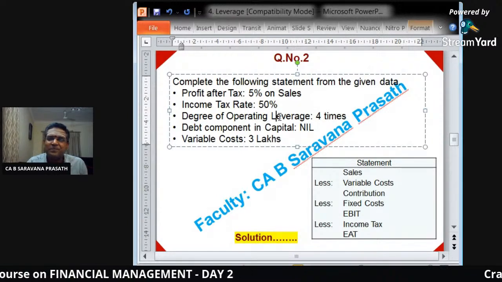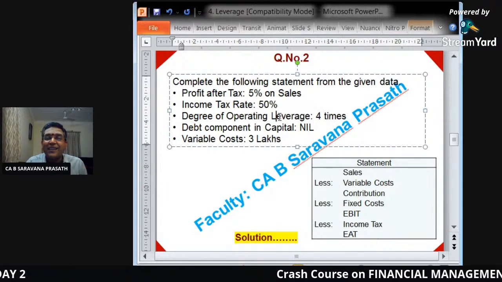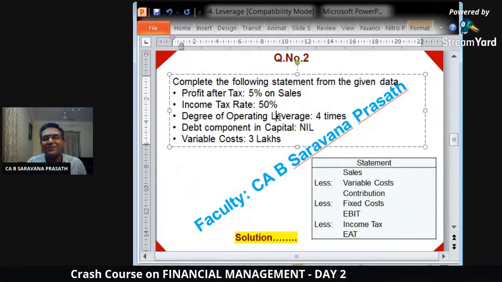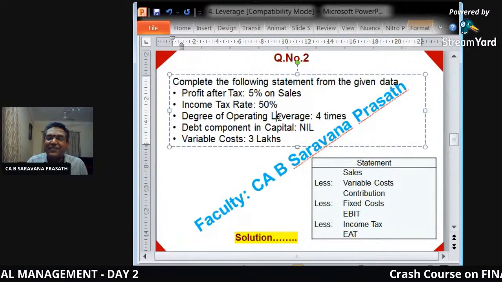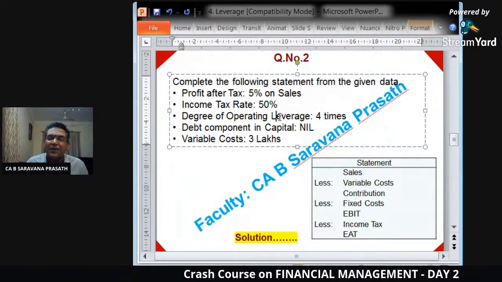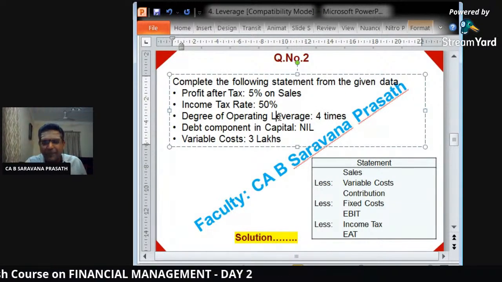Now, we can compare sales and the contribution and get variable cost as the balancing figure. Variable cost is equivalent to 60%. You can compare contribution and EBIT and get fixed cost as the balancing figure, which is equivalent to 30%. Now, the entire percentage column is completed.